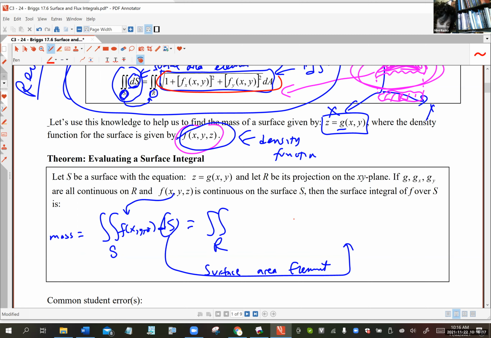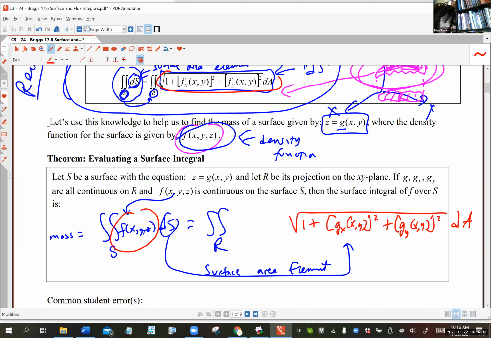So it's going to look like 1 plus the partial with respect to x of g squared plus the partial of g with respect to y squared, and then your area, dA. Now, what about this f(x,y,z)?